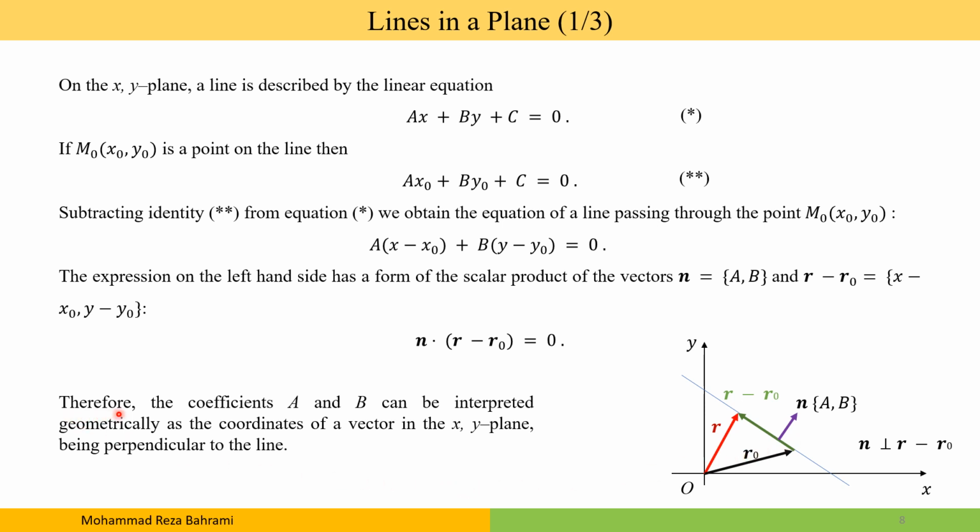Here there is one thing that you should pay attention to: the coefficients a and b can be interpreted geometrically as the coordinates of a vector in the xy plane being perpendicular to the line. So if a linear equation of a line is given and it is asked to find a vector which is perpendicular to this line, you can easily pick this a and b, and you can say that this vector is perpendicular to the line, because the scalar product of these two vectors yields 0.